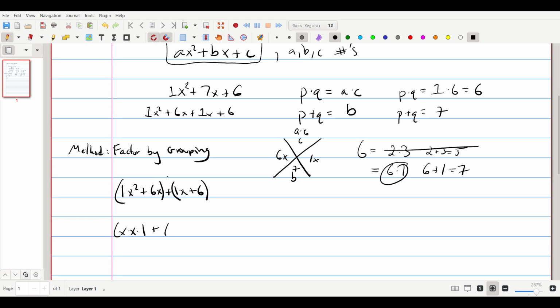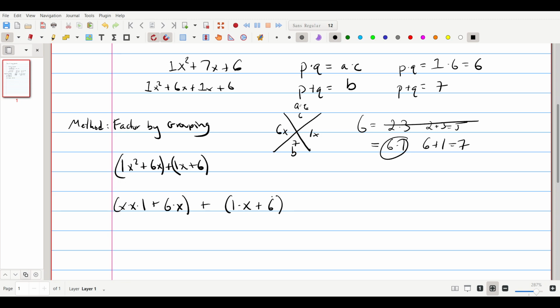The second term is 6 times x, right? Okay. Then we have the plus. What is the first term? Well, it's 1 times x. What's the second term? Just 6, right? And you could always write times 1 if you wanted to, but it's not really necessary in most cases.